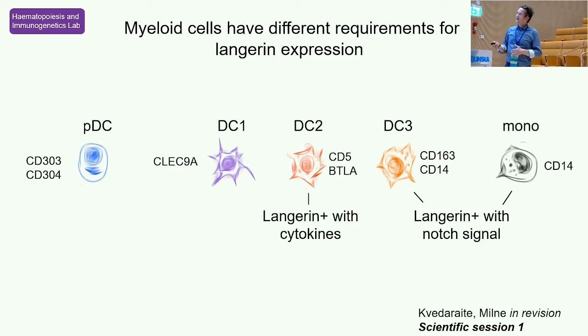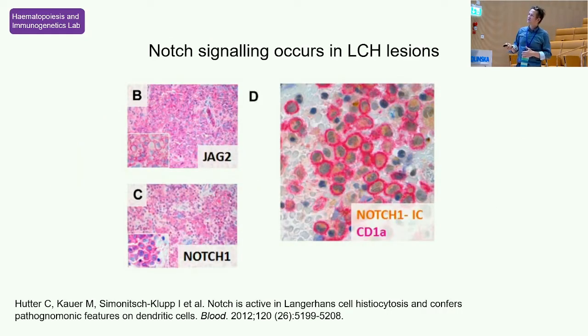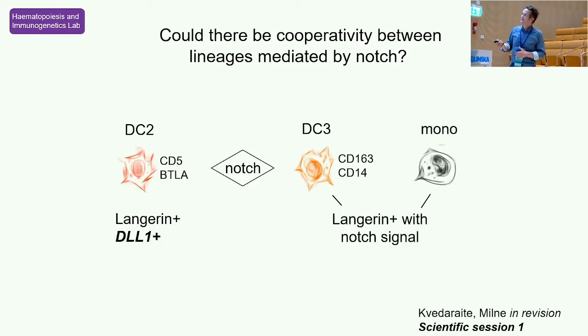And what emerges is that they have different requirements, as I've just said. So this cell will express Langerin quite easily. These two guys need a Notch signal in order to express Langerin. And it turns out also, sorry, let me just go back to this one, that this cell will spontaneously express some of the Notch ligands that are required for this cell to express Langerin.